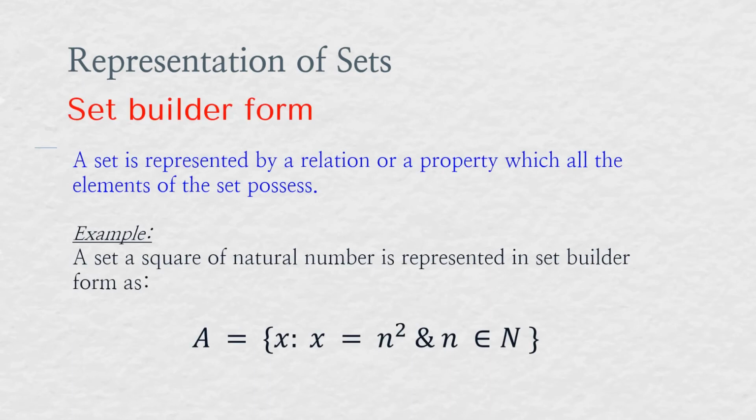The second method to represent sets is set builder form. In this, the elements of the set are represented by a relation or a property which all the elements of the set possess. For example, the set of squares of natural numbers which was shown in the previous slide is written in set builder form like this. It is a set A having an element x where x is equal to n squared and n belongs to natural numbers.